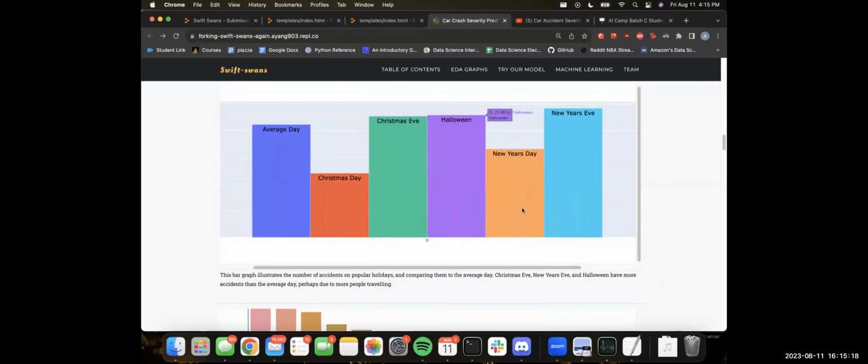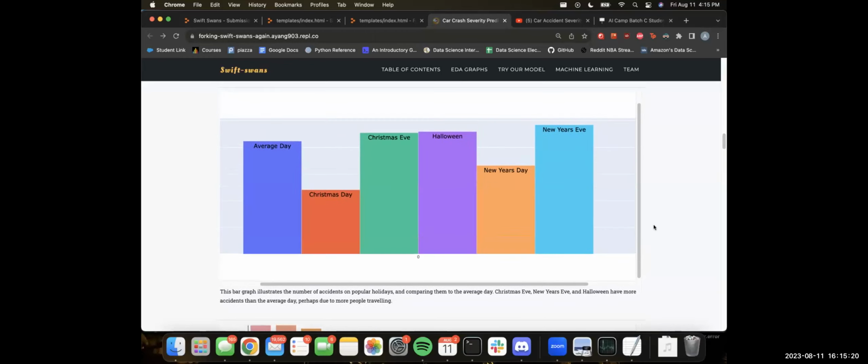And here's the change based on the holiday. So the average day, it hovers close to Christmas Eve, Halloween, and New Year's Eve. Christmas Day and New Year's Day do dip because everyone's at home staying with their families.